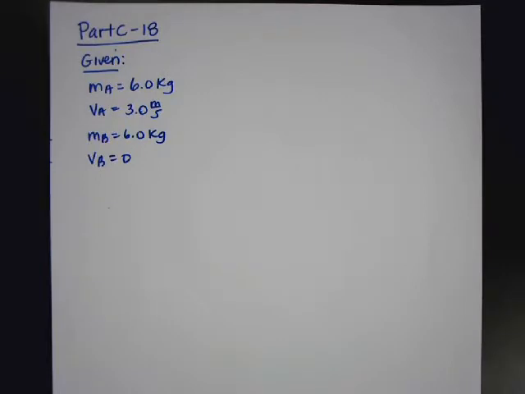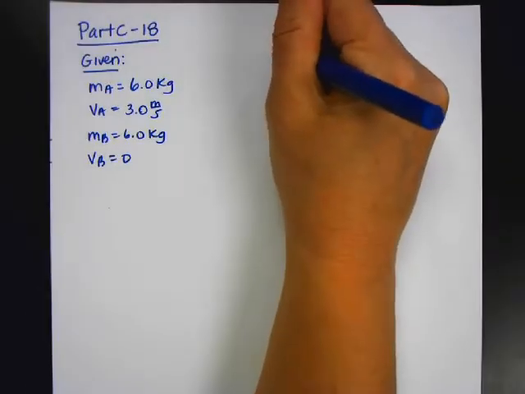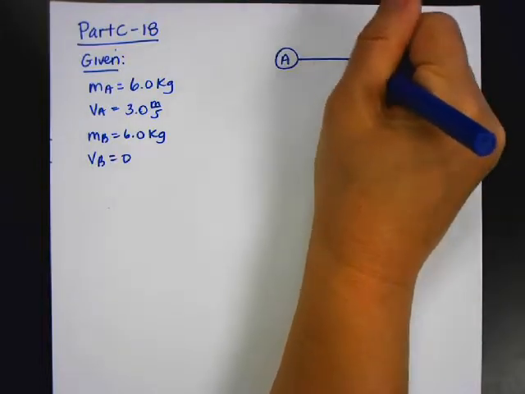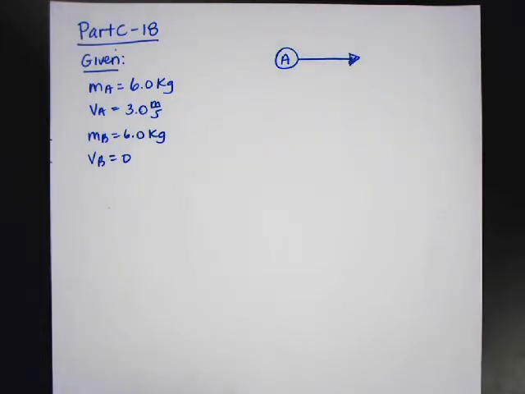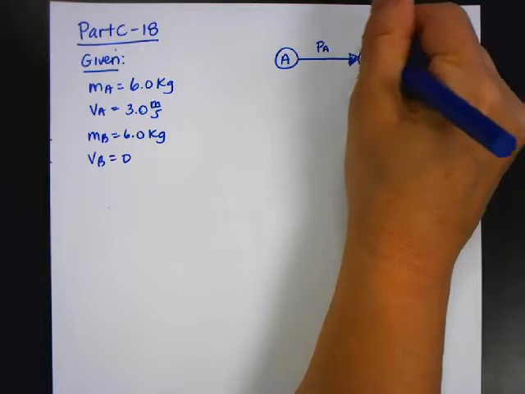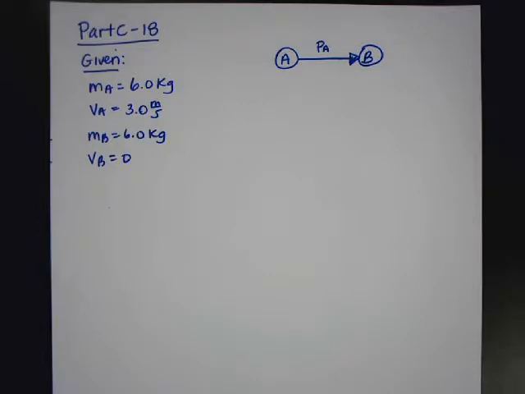So before I go on, I'm going to do what I call my what's happening picture. So what I'm going to do is draw, here's ball A, and I'm going to use this arrow to represent the momentum of ball A before collision. And it hits ball B, which is stationary. So that's the beginning of my what's happening picture. Then it says after the collision.